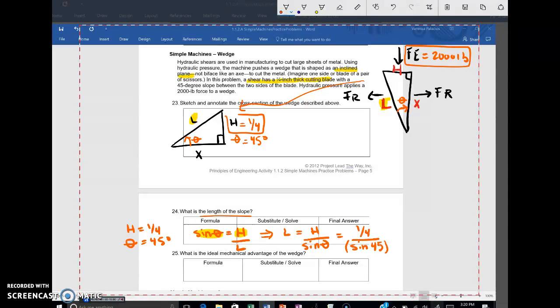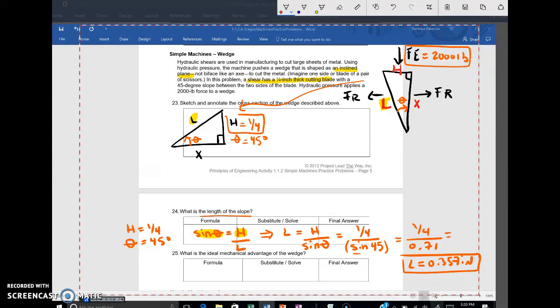So you can use your cell phone, actually. If you went into your cell phone and typed 45 and then hit sine, you would come out with the value of, I believe it would be, let me put it in my phone here. Yeah, so it should be 0.71. And then you know this is 1/4, so if you divide 1/4 by 0.71, you should come out with L is equal to 0.357 inches.